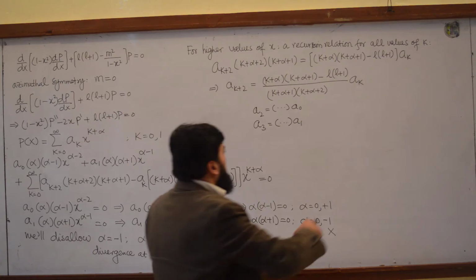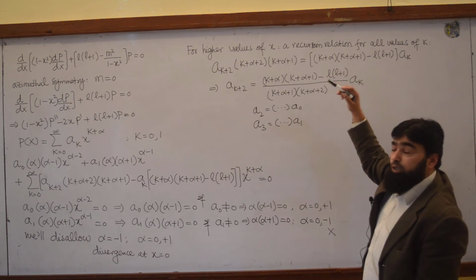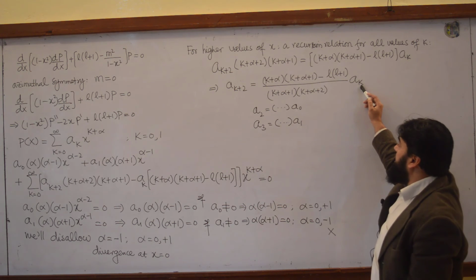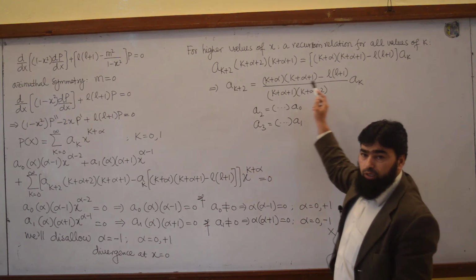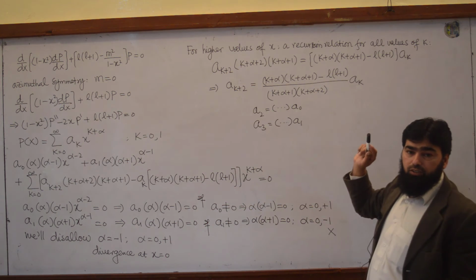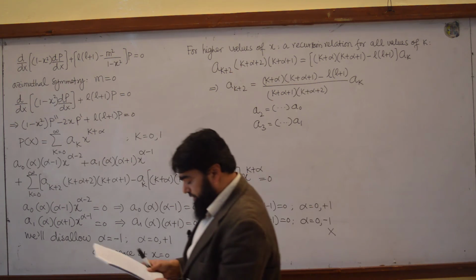And this means this is recurring. It will give all the values. You give here a3, you will get a5, a4, and a6, and so on. So this is called a recursion relation.